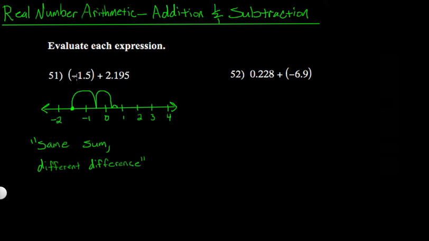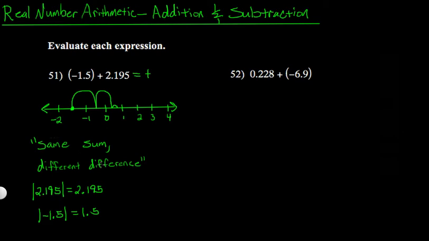2.195 is larger in absolute value. So we expect our answer to be positive because the positive number is the one that's larger in absolute value. If I take the absolute value of 2.195, that's equal to 2.195. If I take the absolute value of negative 1.5, that is 1.5. So this one is bigger. So therefore our answer will be positive.